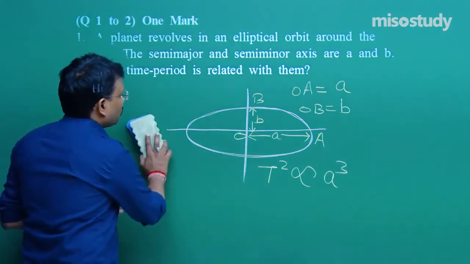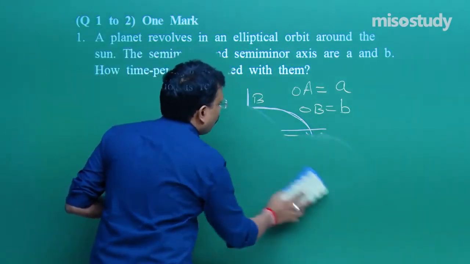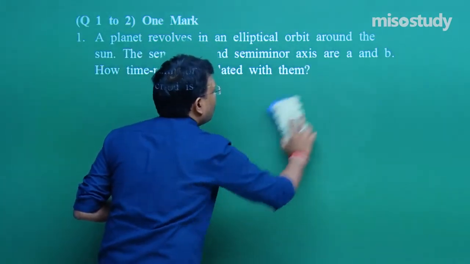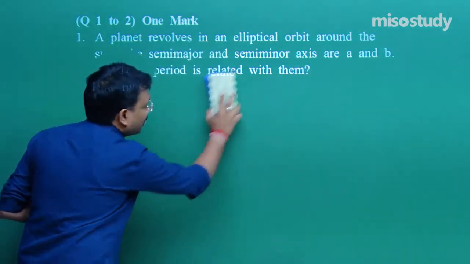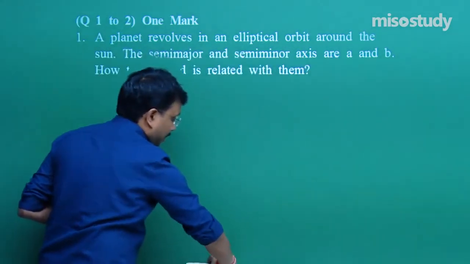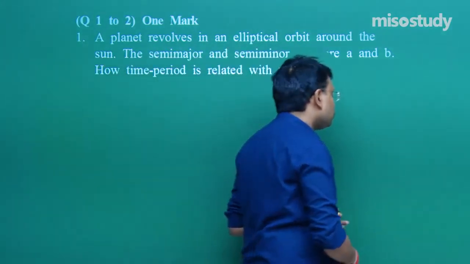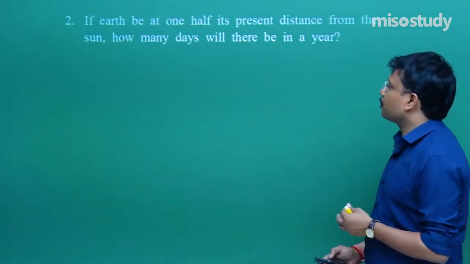So, now it was question number 1 for 1 mark only. Okay. Now let's move to question number 2. So here comes question number 2.